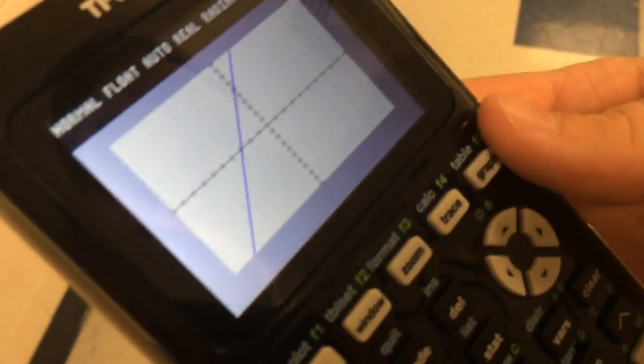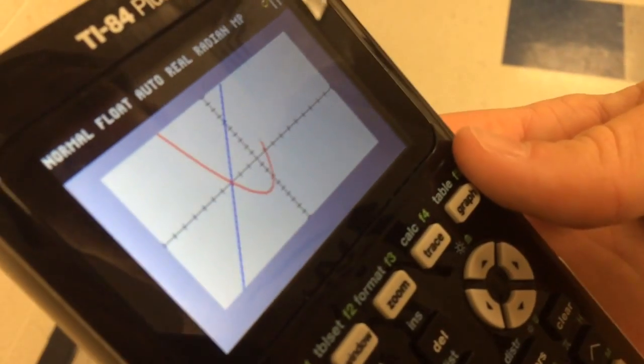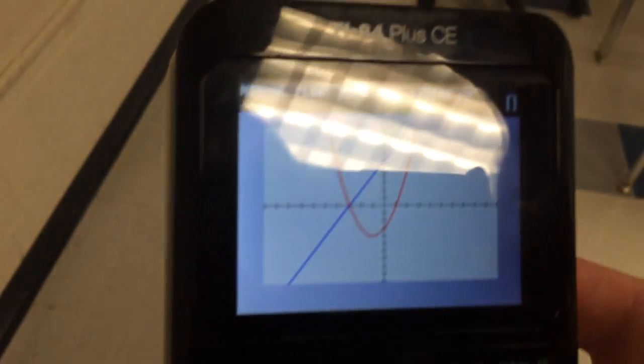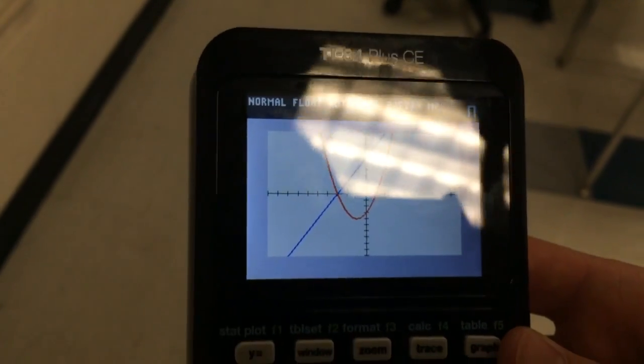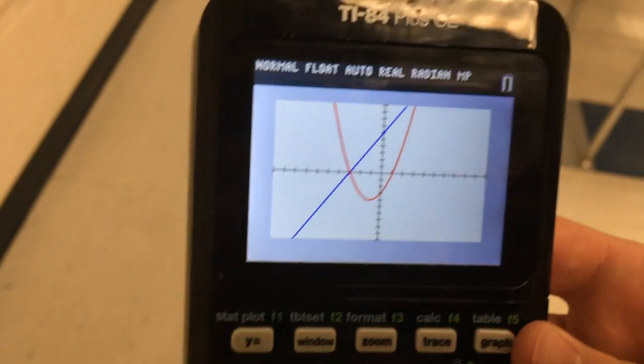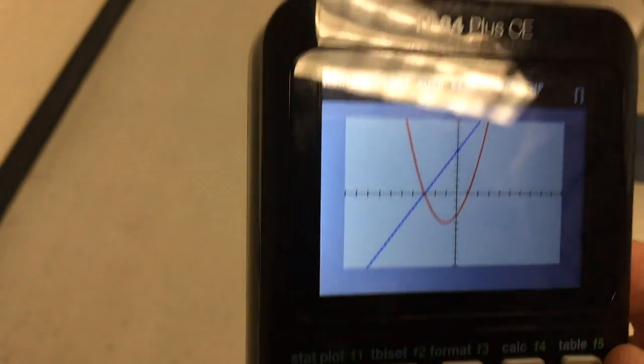So when you're solving a system of equations, you're trying to find the solutions to the graph, to the system, and you might be asked how many solutions there are. In this one there are 2, or you might be asked what the apparent solutions are on the graph.